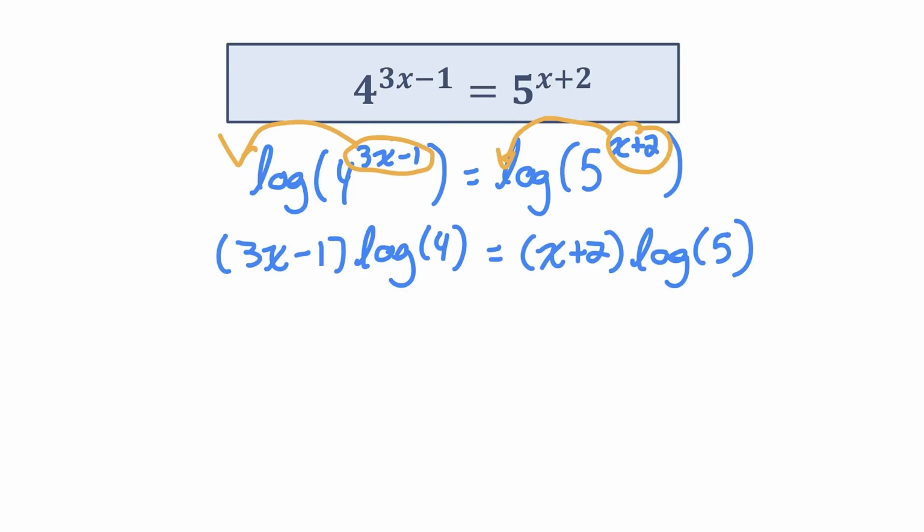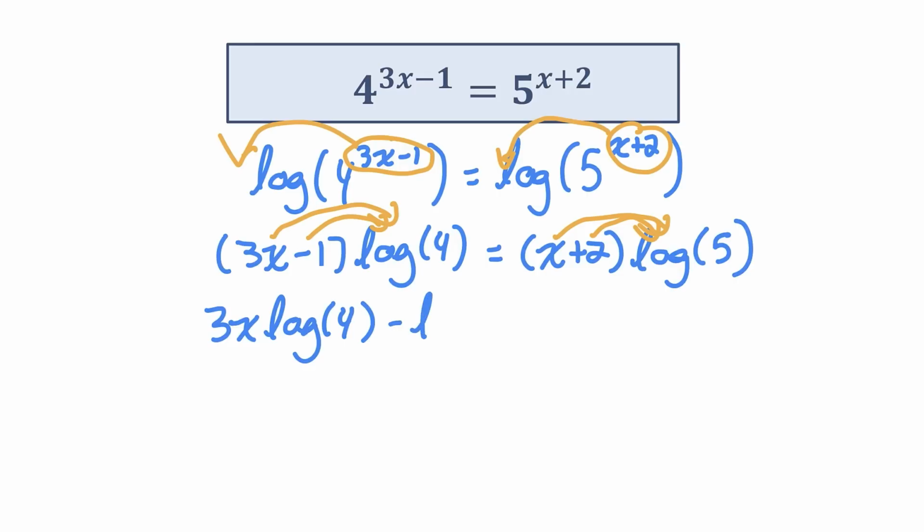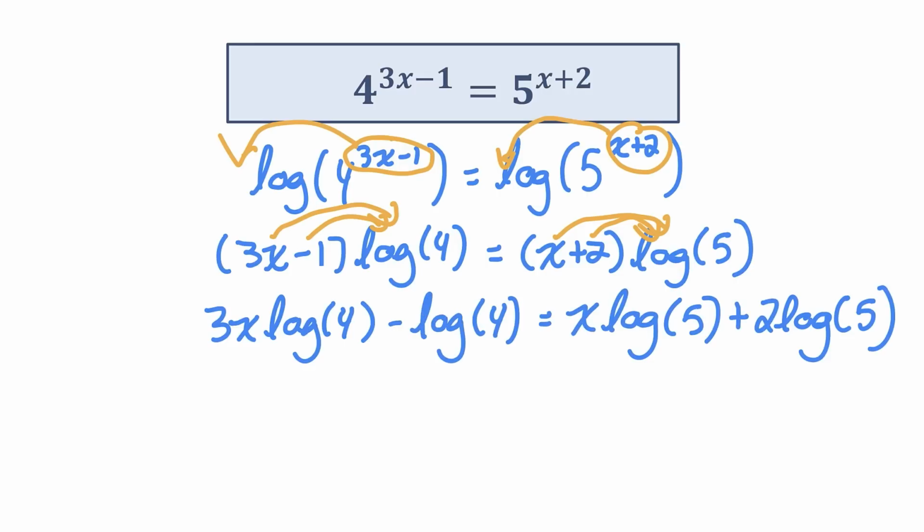I'll expand both sides of that equation by doing 3x times log 4 and negative 1 times log 4 on the left, and on the right, x times log 5, and 2 times log 5. So I have 3x log 4 minus log 4 equals x log 5 plus 2 log 5. I now want to get both terms that have an x on the same side of the equation, and both terms that don't have an x on the other side of the equation.